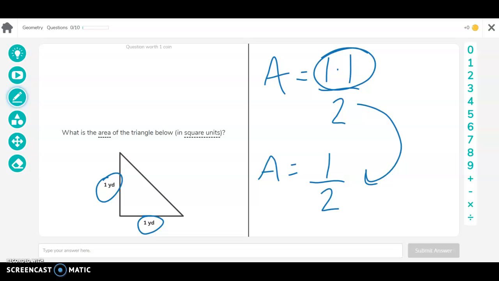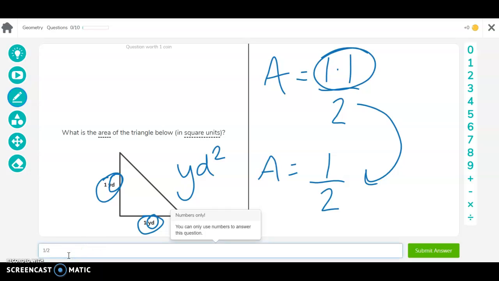Now, we have to write it in square units. That's a unit for measuring. Our units are yards. Okay, and the reason that we square it, so you're going to write it like this, is because we're multiplying yards times yards. So we're technically squaring that. So you're going to type 1 slash 2, and then you're going to use, it's called the caret. The caret is located on your keyboard at the 6, so you're going to hit Shift 6.